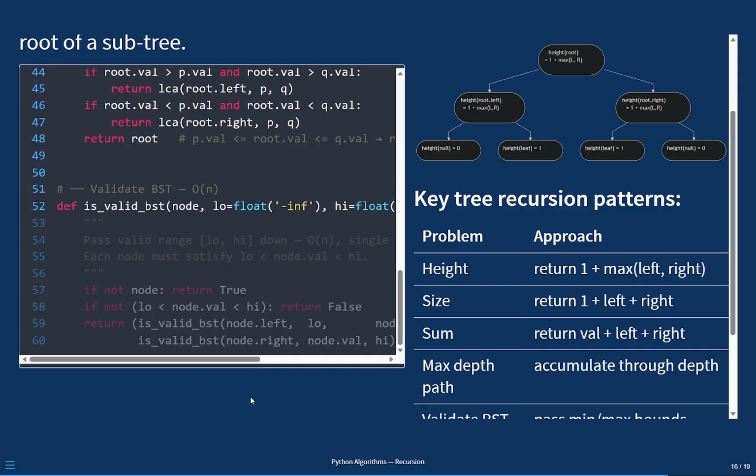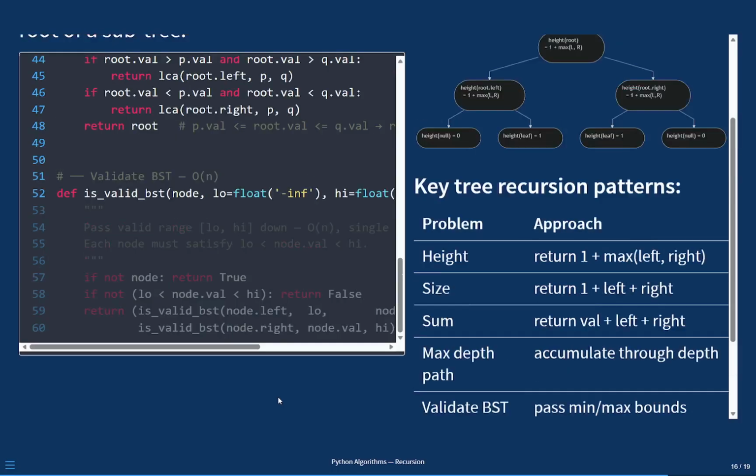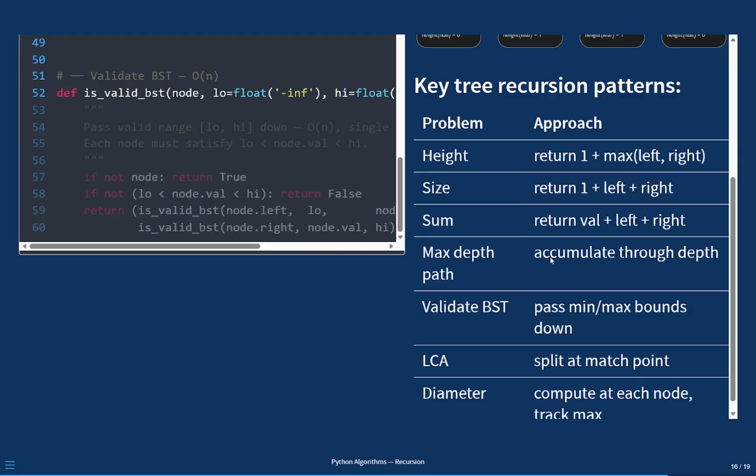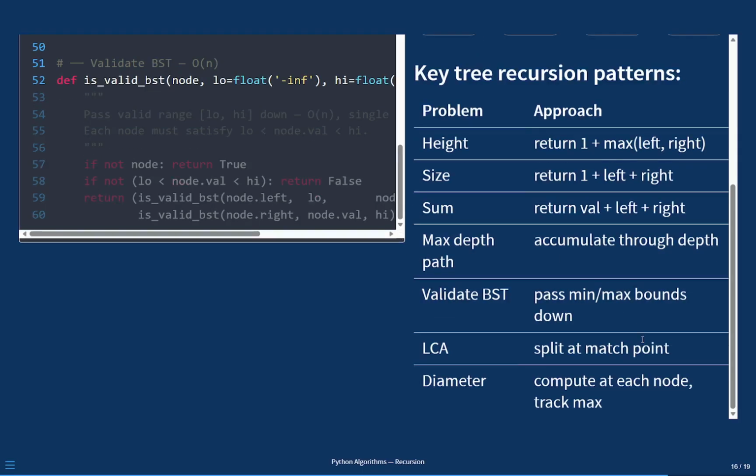One pass, O(n). The key tree recursion patterns table is worth committing to memory. Height, size, sum, path accumulation, bound propagation, LCA split, and diameter tracking each have their canonical recursive form. Recognize the form, and the solution writes itself.